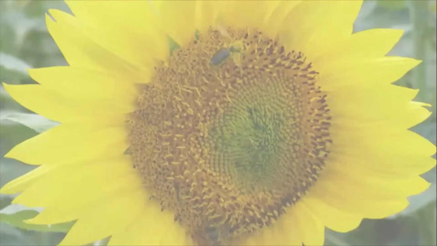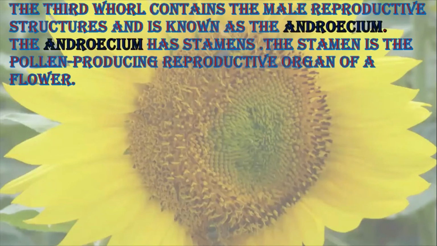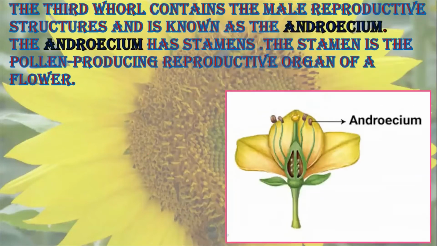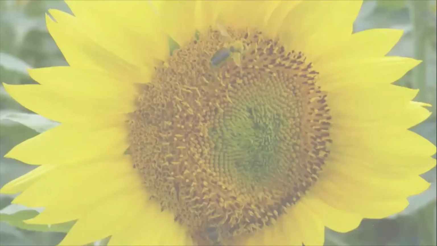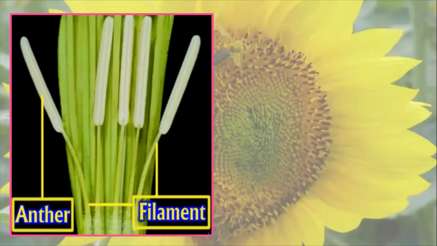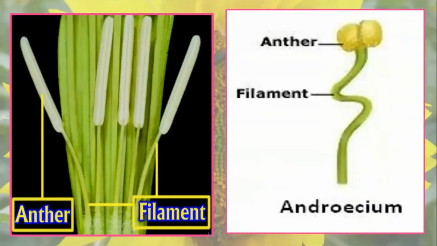The third whorl of the flower is called androecium. It is the male reproductive part of the flower. It consists of a collection of stamens. Each stamen is a slender stalk which is called filament. The anther, present at the tip of the stamen, produces dust-like particles called pollen grains, and pollen grains contain the male gametes, or the male reproductive part.